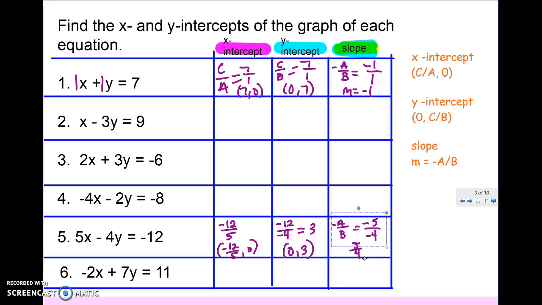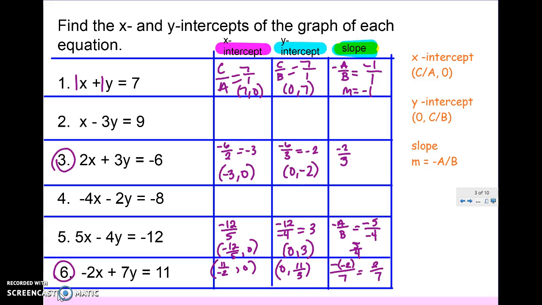So take a second and try numbers 3 and 6. Make sure that you pause the video so that way you don't see the answers too quickly before you're able to finish the problem. Okay, take a second and check your answers. Make sure that you understood how to do these.